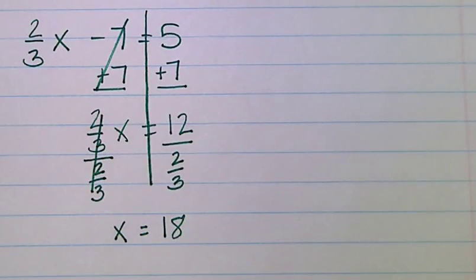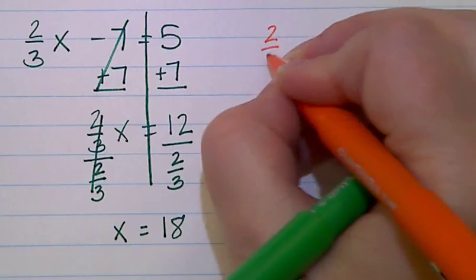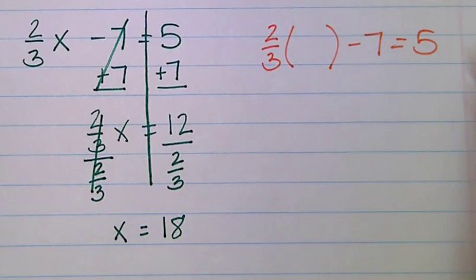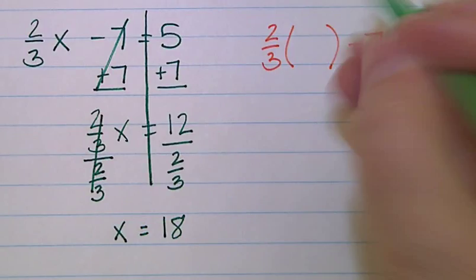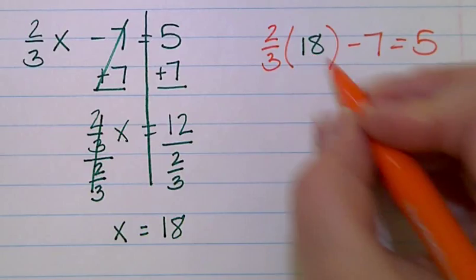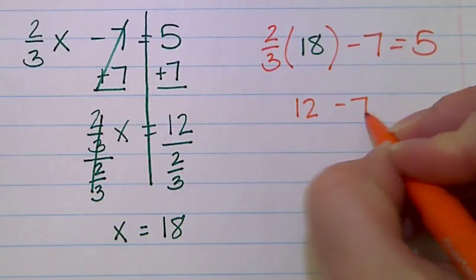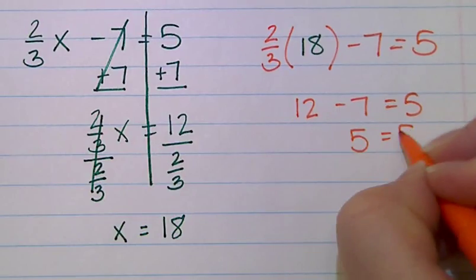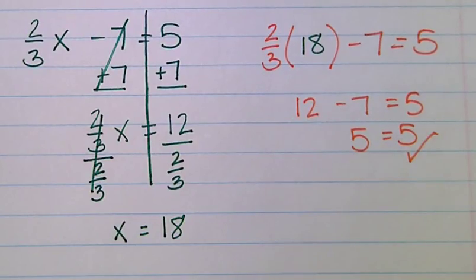Let's check our answer. 2/3 times something minus 7 equals 5. And I think the something is 18. 2/3 times 18 is 12. Minus 7 equals 5. And 12 minus 7 is 5, which does equal 5. And we know we solved that correctly.